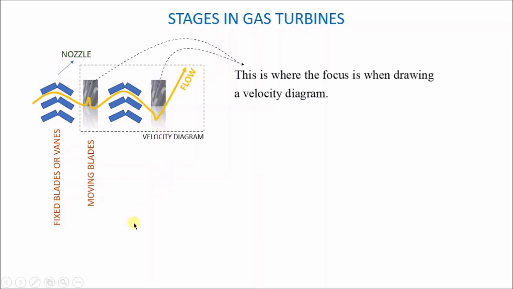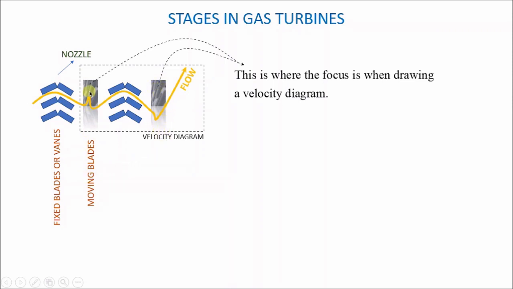But the velocity diagram is really about the first row of moving blades, and that is where we will draw the velocity diagram for the first stage, and then the second row of moving blades, and that is where we will draw the velocity diagram for the second stage. And so you will often see that you have a question that says the gas turbine has a row of moving blades followed by a row of fixed blades and then followed by a second row of moving blades.